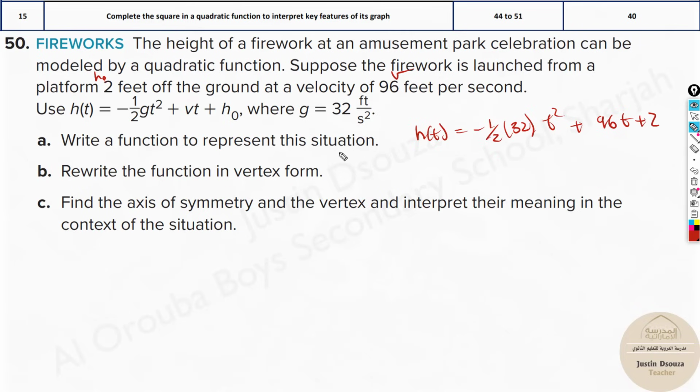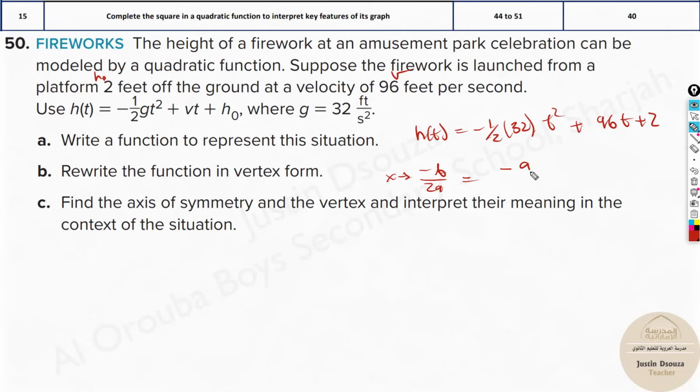Now write the function to represent the situation. That's what we did over here. Rewrite the function in the vertex form. Now since you will have options, you can easily check which is the correct one by putting it in the calculator, just like what we did for the previous questions. And find the axis of symmetry and the vertex and interpret the meaning. Now here, you can easily find the vertex by the formula, x is minus b by 2a.